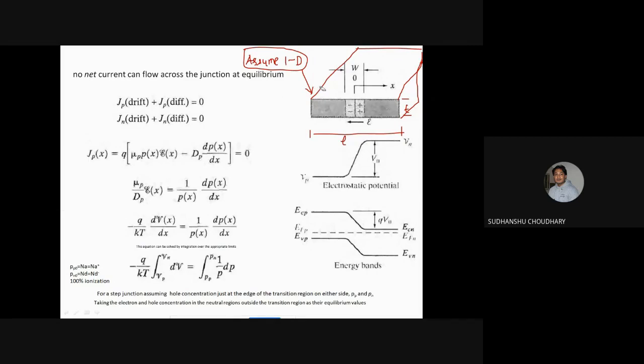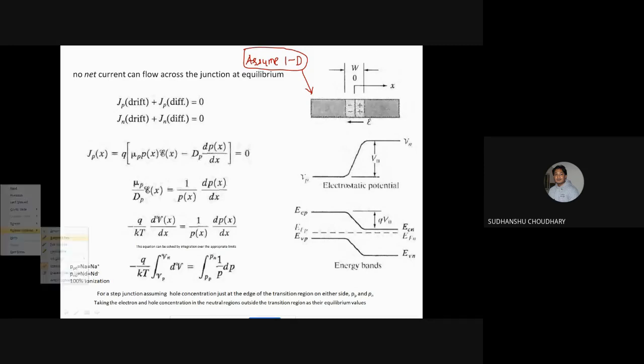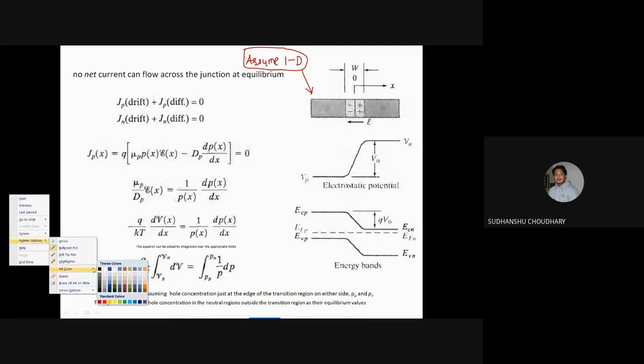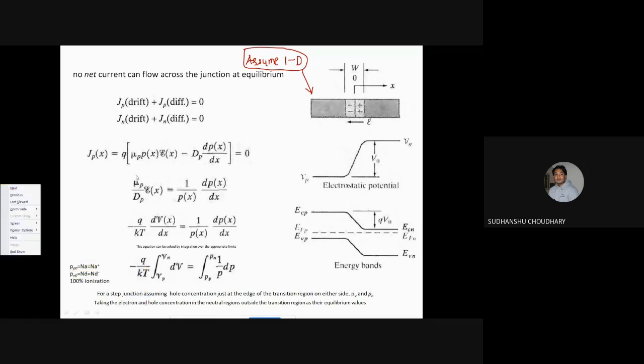So in a one-dimensional device, obviously I should talk in terms of the electron or hole concentration in the x direction only, one direction, right? So that is why I say d by dx of p(x). That is hole concentration only in the x direction. So from here I find this relation, that is μp by Dp times E(x) is equal to 1 by p(x) d by dx of p(x).